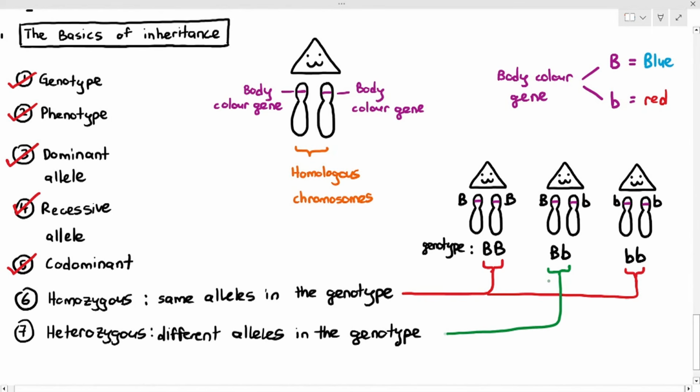As long as the two alphabets, one is large and one is small, that's considered heterozygous because those two represent different base sequences. So therefore, they are different alleles, no matter what. So I need you to understand all these definitions in detail when we are talking about this part of the chapter. So let's look at another example.